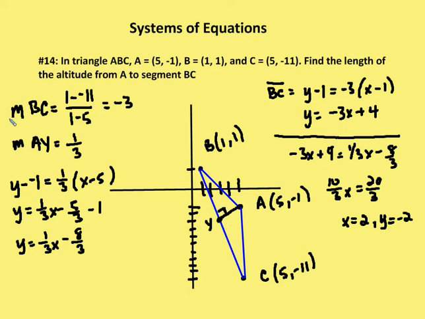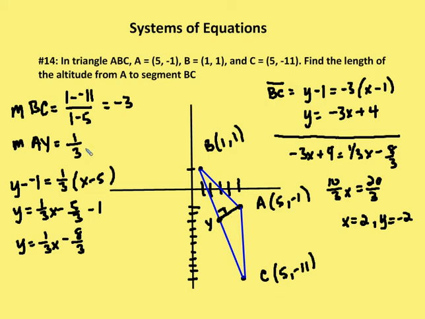Okay, so here we go. The slope of BC is going to be (1 minus -11) over (1 minus 5). That gives us a slope of -3. So we know then the slope of AY, the altitude to BC, needs to be the opposite reciprocal. So what we mean is we need to have the opposite sign of BC, and the slope will be the reciprocal of BC. So the slope of AY must be 1/3.